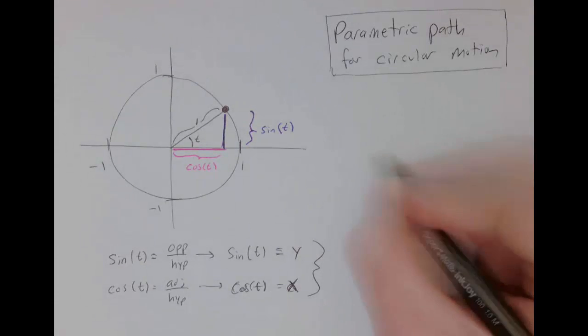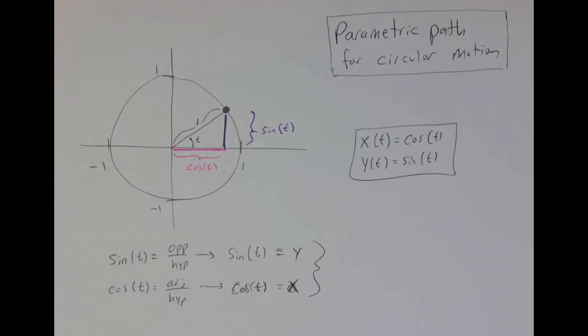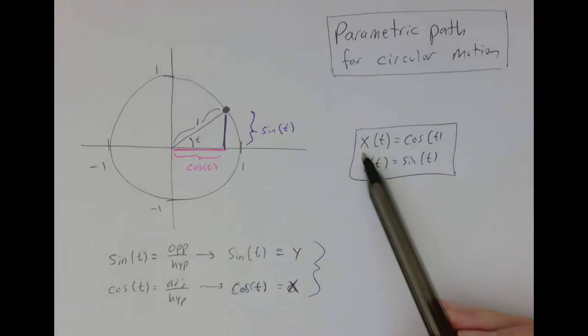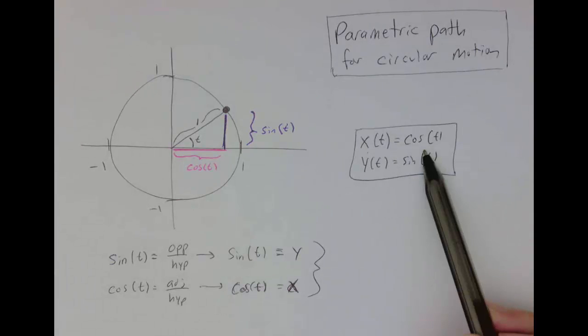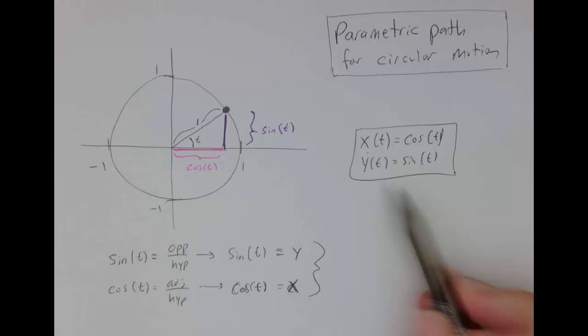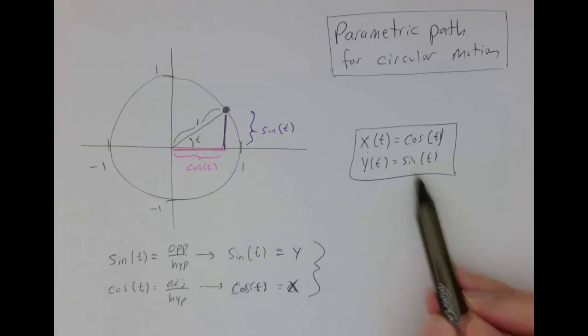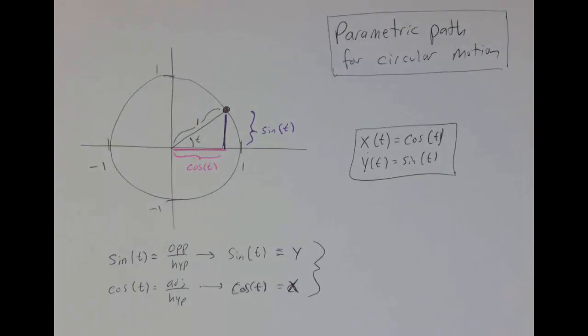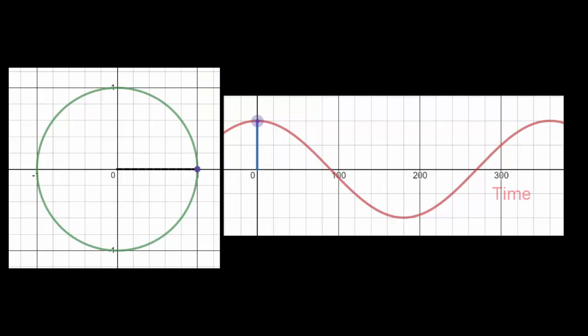So if we're going to write it a little bit more properly, we've got that the horizontal position as a function of time is the cosine of the time, and the vertical position as a function of time is the sine of the time. So let's see what it all looks like when the angle is actually changing as a function of time. Here you see the horizontal position as it changes with time, both in the moving circle and the graph of just horizontal position with time.